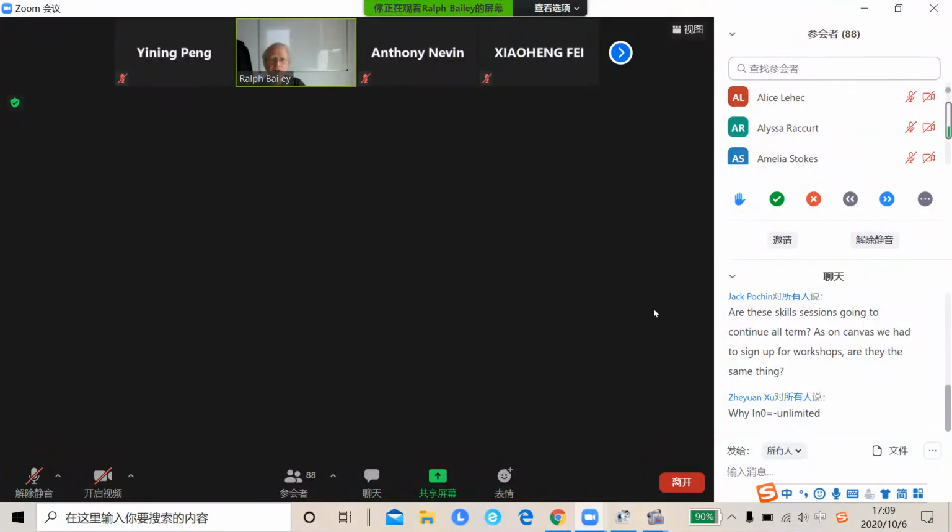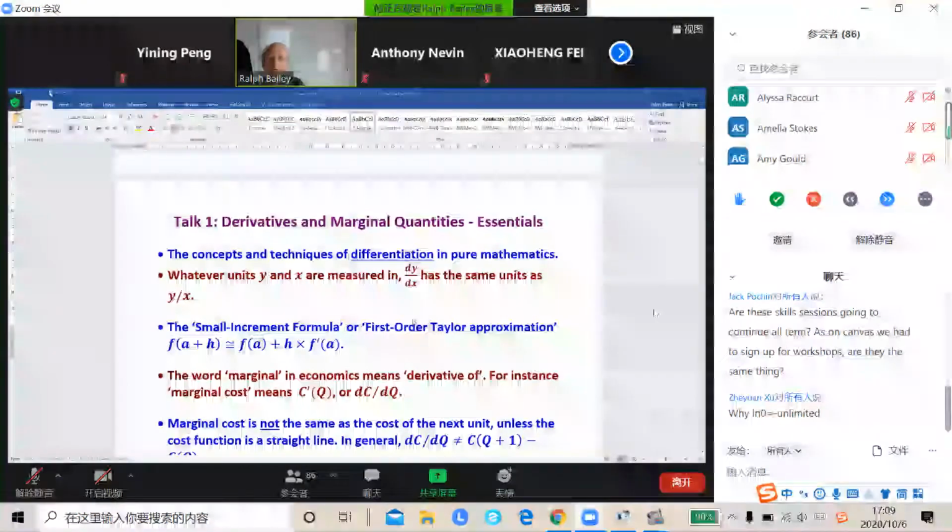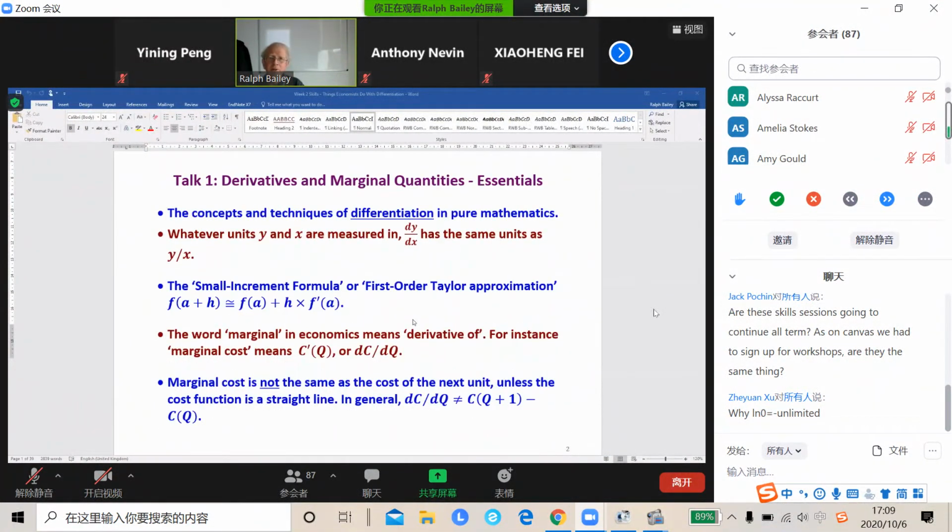As essentials from the first talk. First, you've just got to be slick with differentiation. If you're not, of course, there's Pemberton and Rao and lots of other books where you can acquire that technique. I put a few revision slides up as well. Second point might be a new one, quite important. What I say is that units are important. So what units does dy by dx come in? And the answer is the same as y divided by x. So that's a nice, simple result.